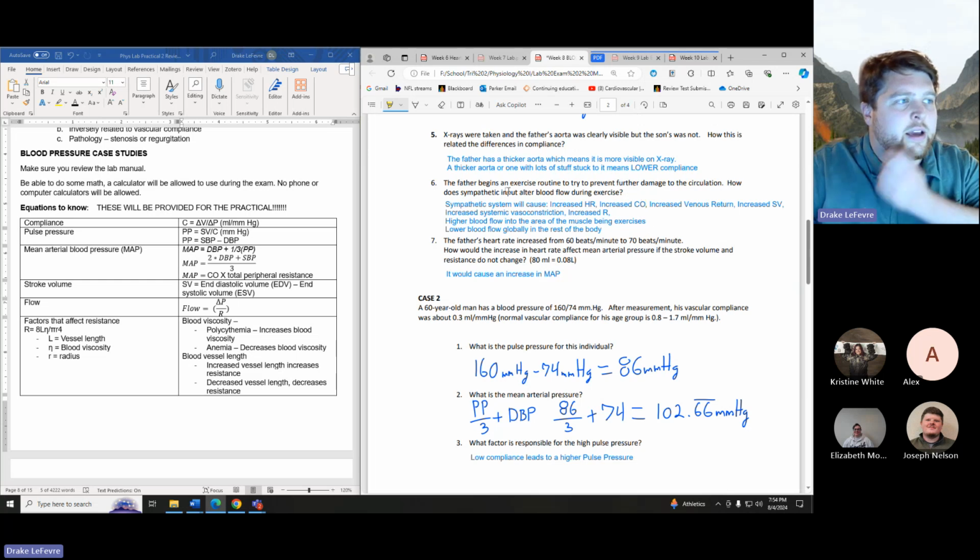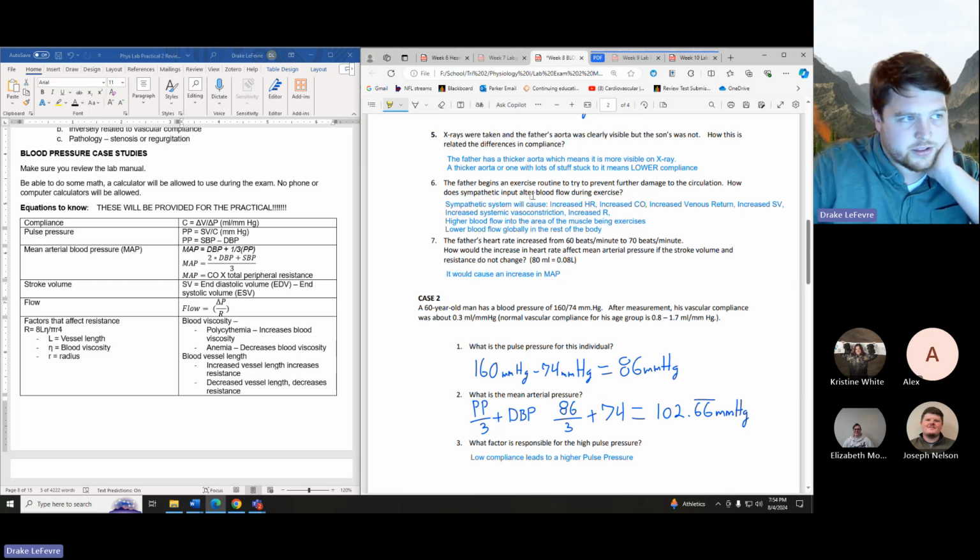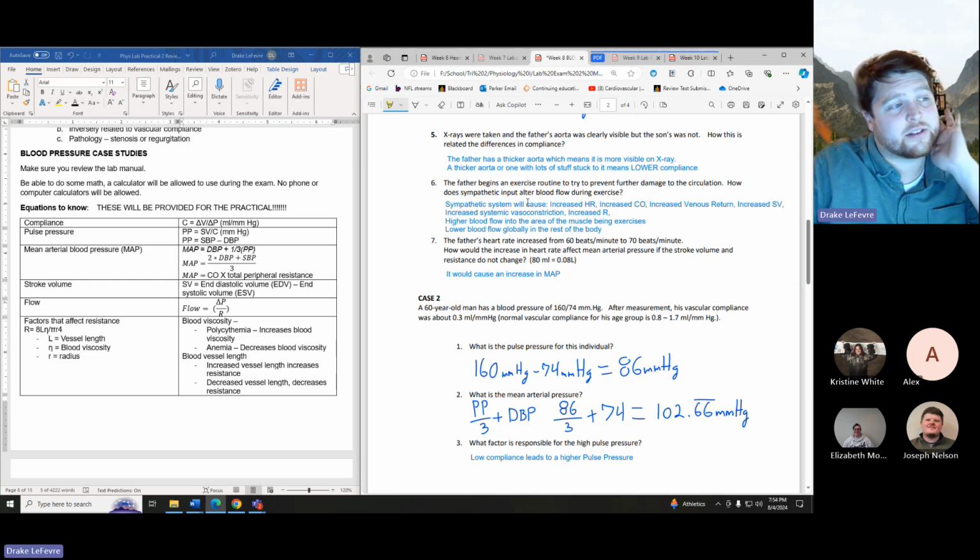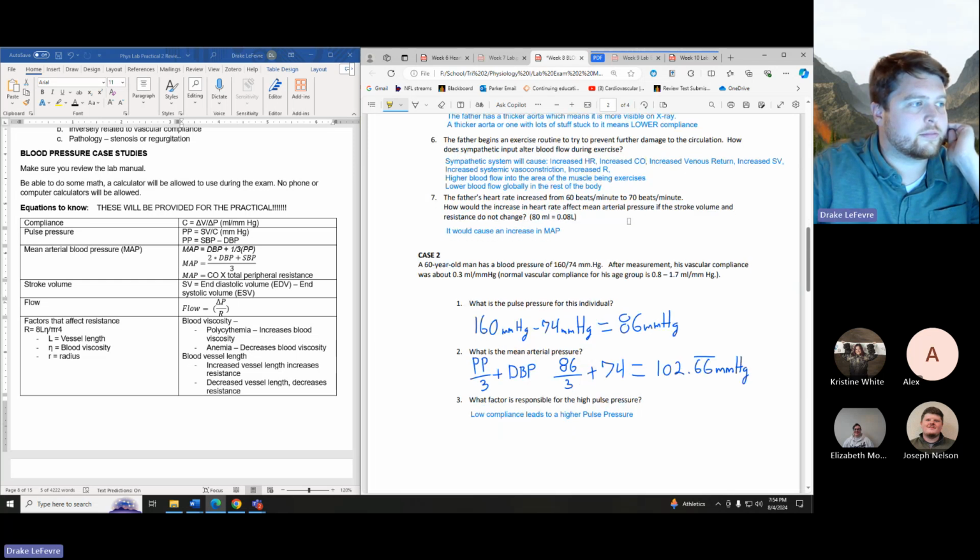Especially with age, you can't uncalcify vessels really. Once they're calcified, you can't change that. So he's not going to be able to really change his compliance of his vessels, but he can improve his overall cardiovascular health and the way that his heart moves the blood and everything.